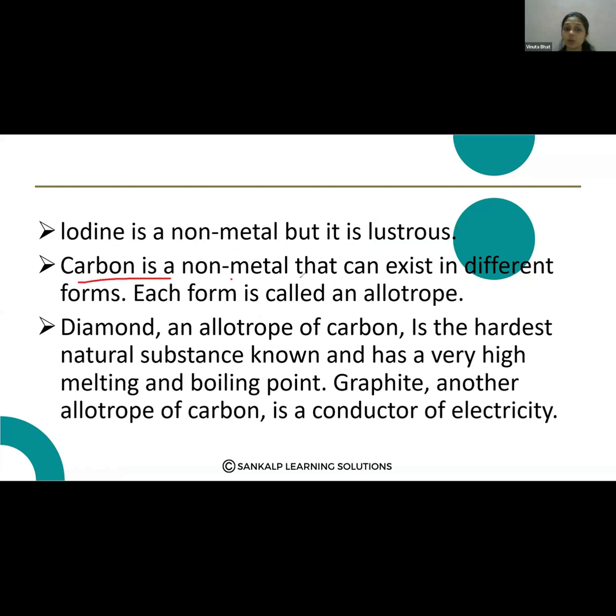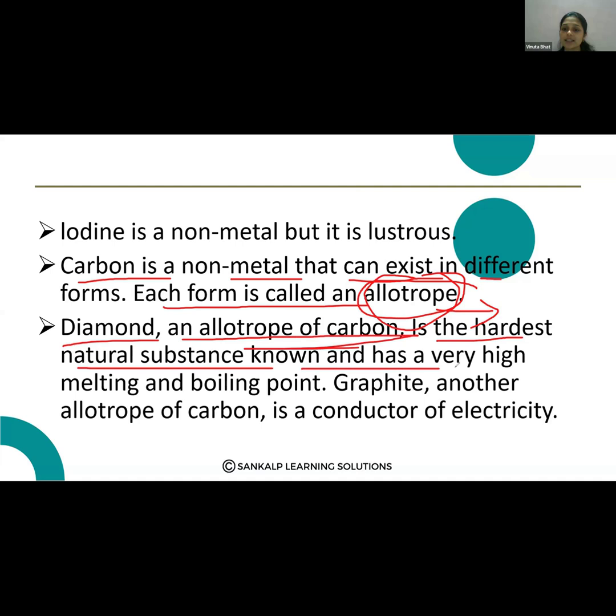And carbon is a non-metal that can exist in different forms. Each form is called an allotrope. Carbon found in different forms, each form is called an allotrope. What is an allotrope, they will also ask. And diamond is an allotrope of carbon. It is the hardest natural substance known, with very high melting point and boiling point. Diamond is made up of carbon, right? That is the allotrope of carbon. And this diamond is a non-metal.